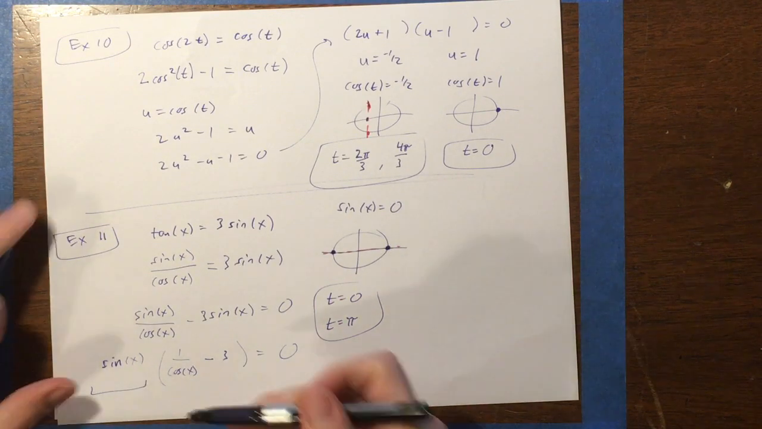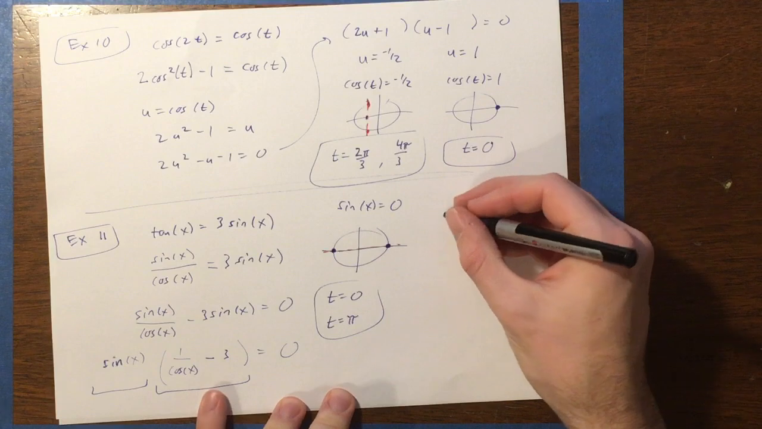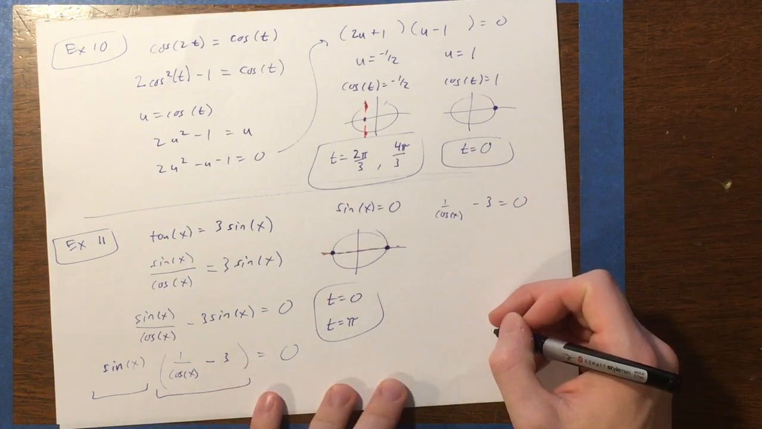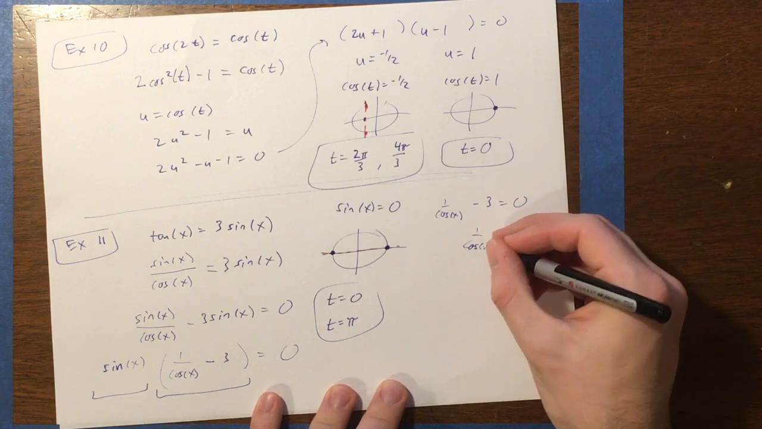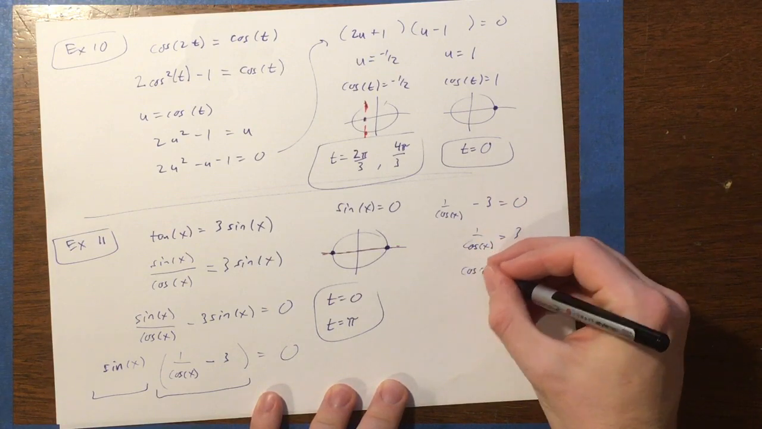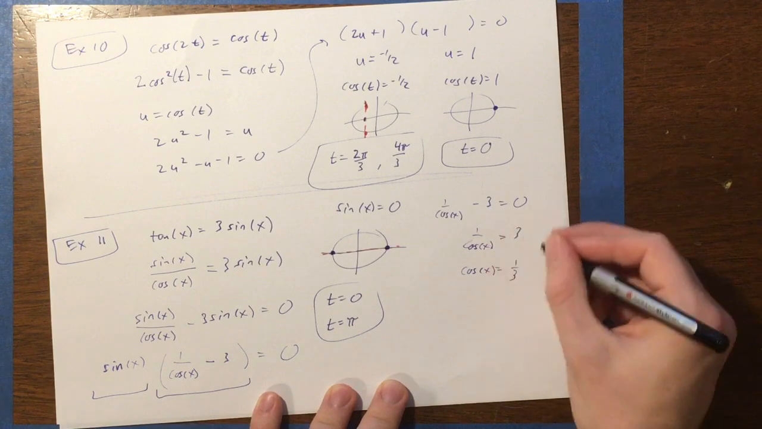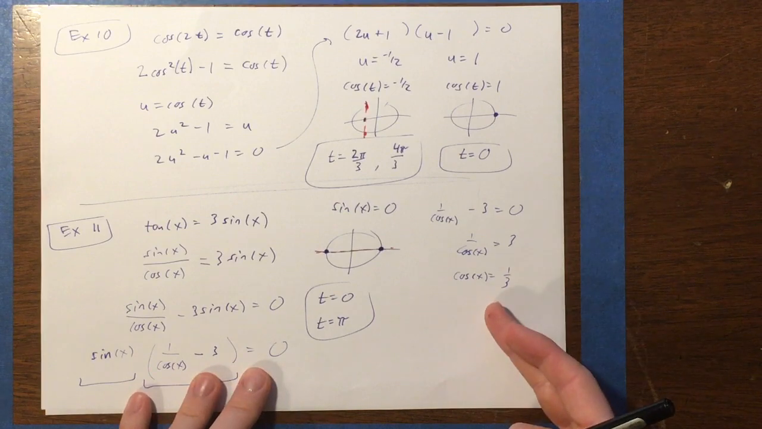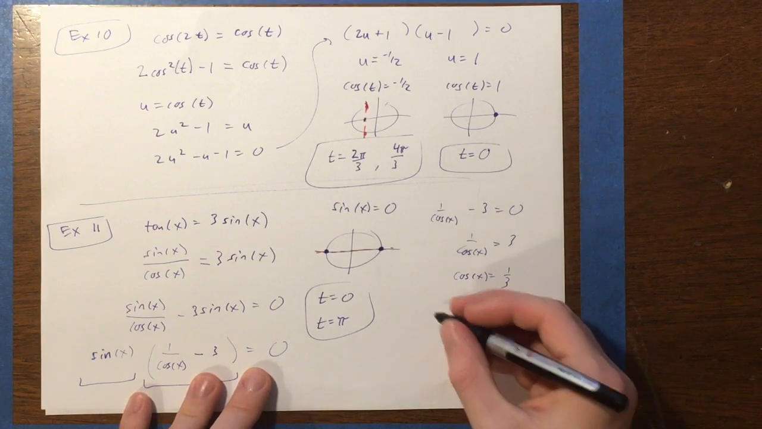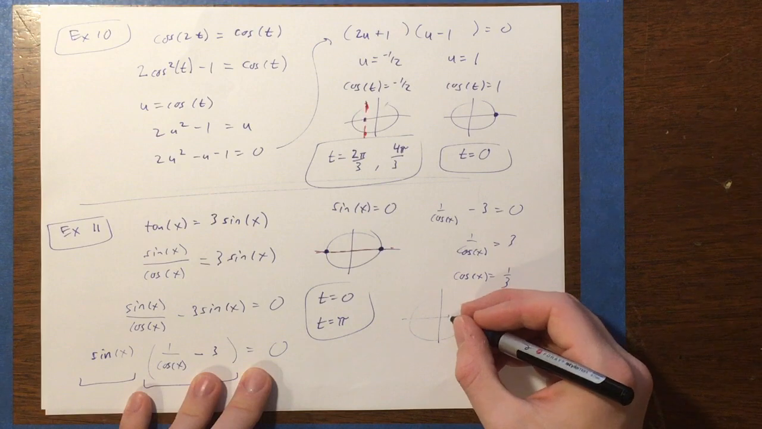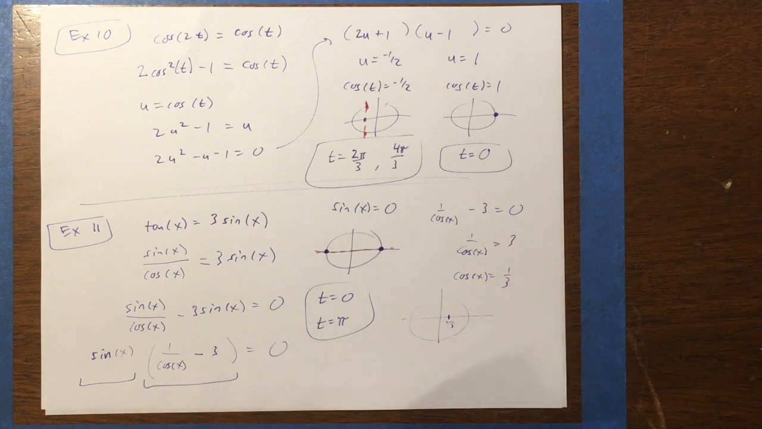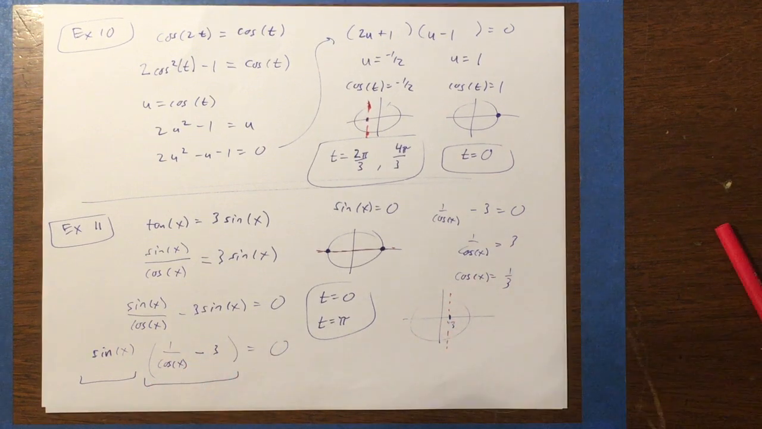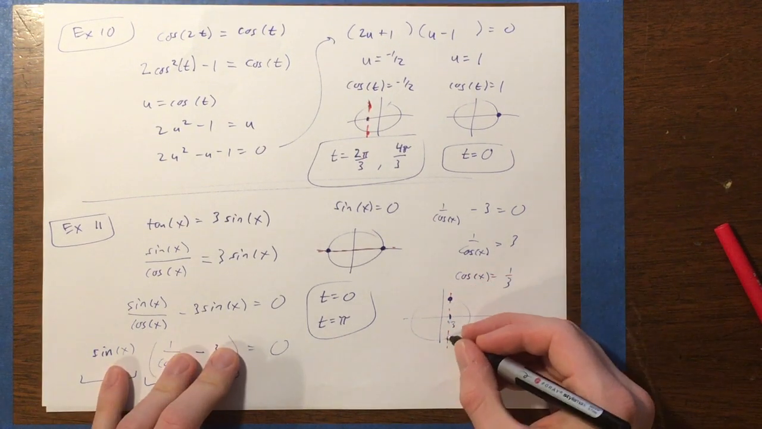The other possibility, of course, is that this factor equals 0. So if 1 over cosine of x minus 3 equals 0, then 1 over cosine of x has to equal 3. So cosine of x has to equal 1/3. I get that by just reciprocating both sides of that equation. So that should give me some solutions as well, right? Cosine x equals 1/3. There should be two of them. If I find 1/3 here on the x-axis, I'm going to have a solution up top and a solution down on the bottom. One in quadrant 1, another in quadrant 4.